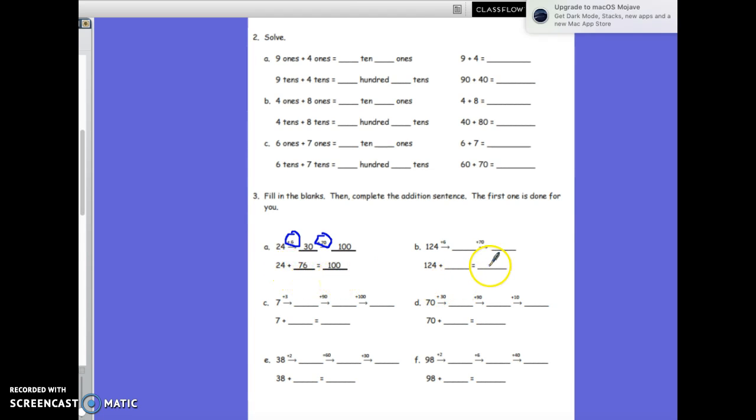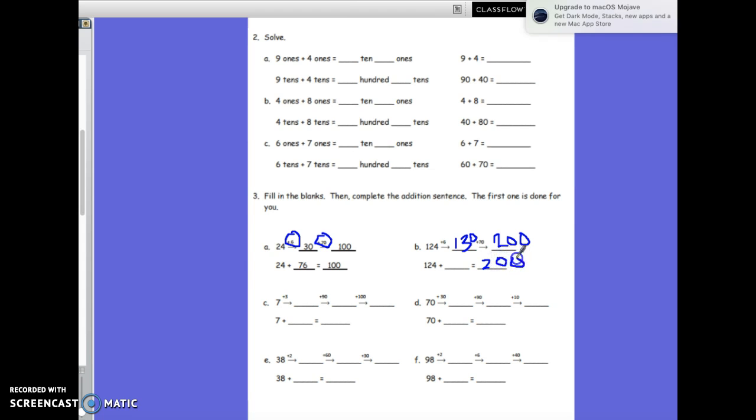Now we're going to do one together, okay? We have 124 plus 6. What does that equal? 130. Okay, and now I have 130 plus 70. What does that equal? 200. Good. So when you come down here for the equation part, you have 124. That's our starting number, and our ending number is right here. So you can fill those in so easy because they're the same.